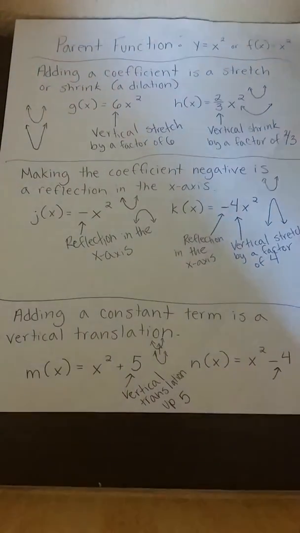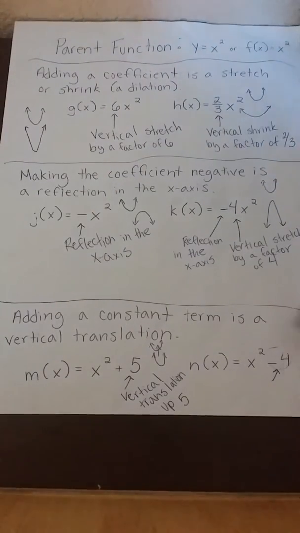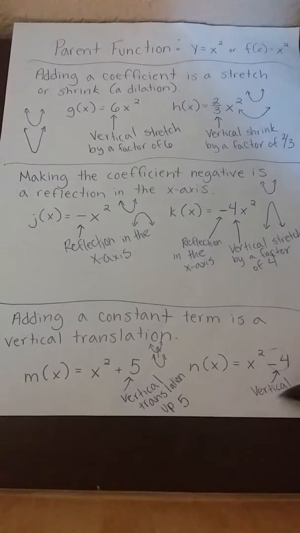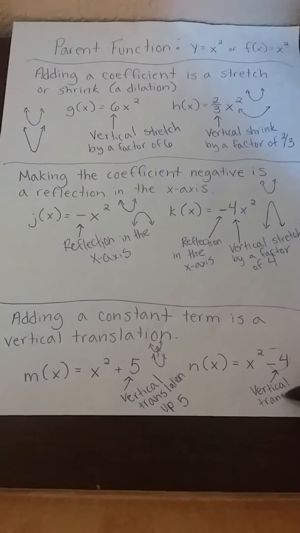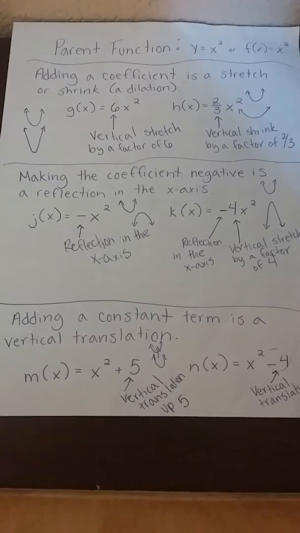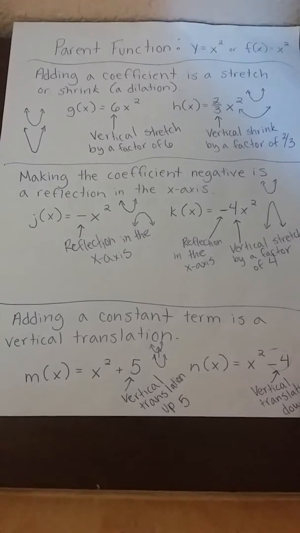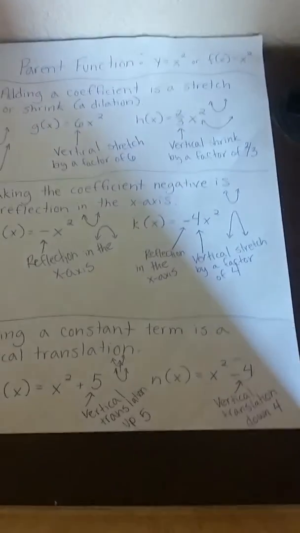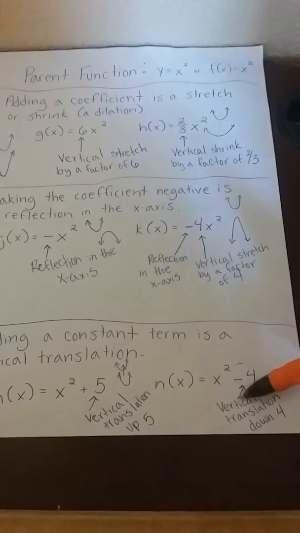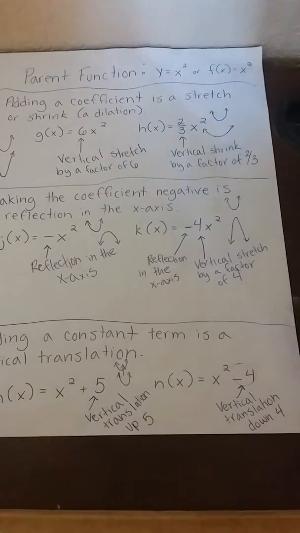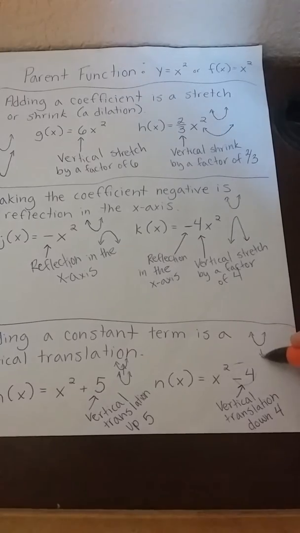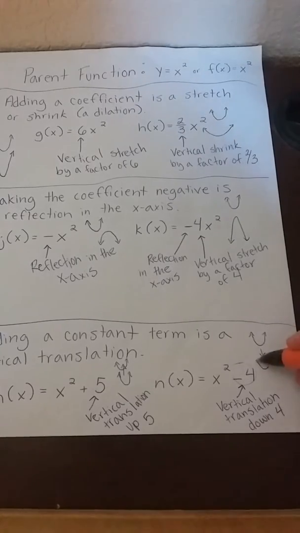This over here, our constant is -4. So this is still a vertical translation, but now we're going down instead of up. So we're going down 4. So on this one, with our -4, it's a vertical translation down 4. So it's still the same shape. We're just moving it down 4 units and having it go again.